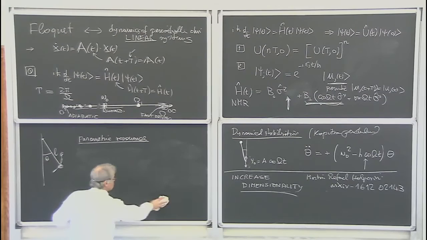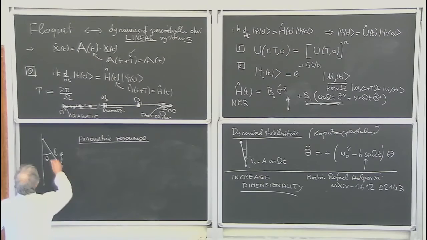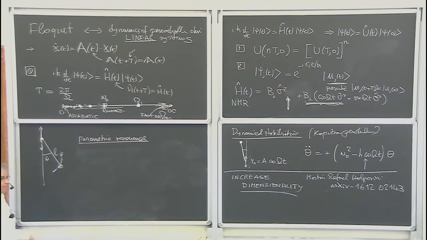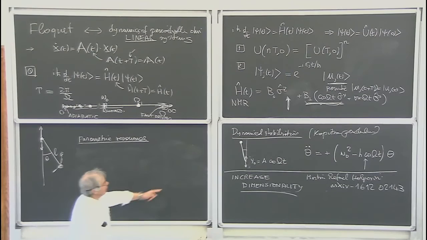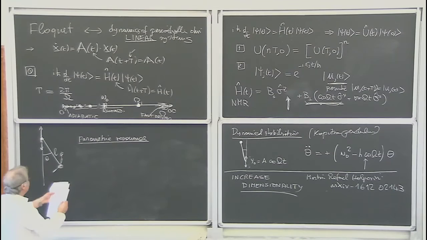Stop me whenever you feel you need help. Okay. Now, again, I will consider resonance in a swing, but I will consider it in the setting in which I oscillate the suspension point vertically. This is somehow more direct and also allows me to present in a unified manner both the parametric resonance and the Kapitza pendulum in one shot, okay? So how do you set this problem?